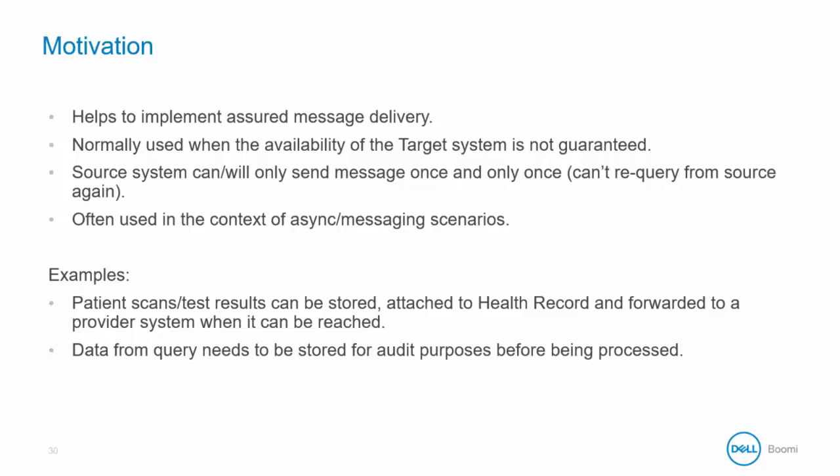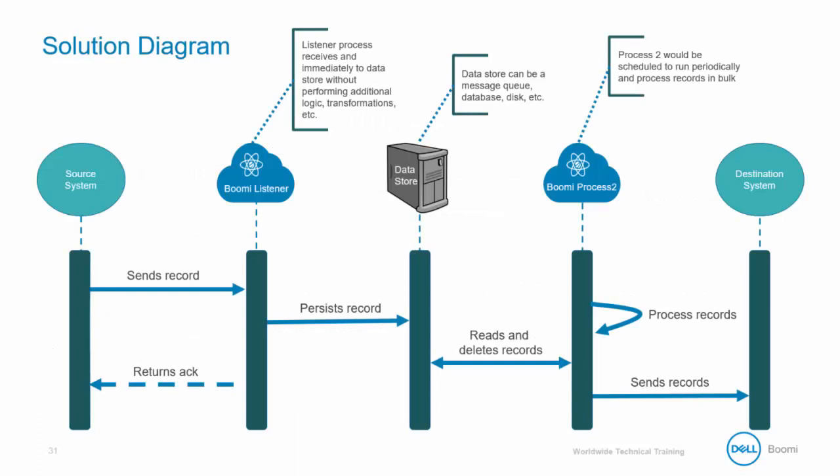Patient test results can be stored, attached to a health record, and forwarded to a provider system when it can be reached. This illustration is a solution diagram. It starts with a source application where it sends a message to a Boomi process endpoint. The Boomi process persists the message in a data store, a queue or a database, and returns acknowledgement to the sending source application. Another Boomi process runs periodically and reads the data store and attempts to send messages to a target system. On failure, the Boomi process retries the message send.